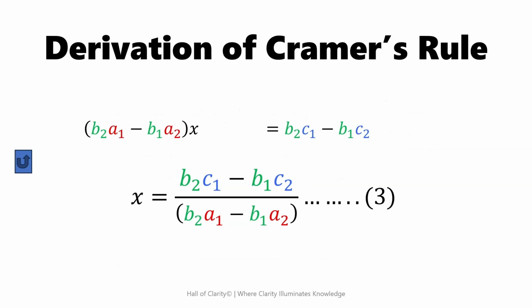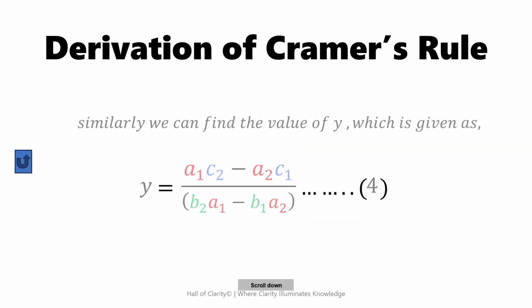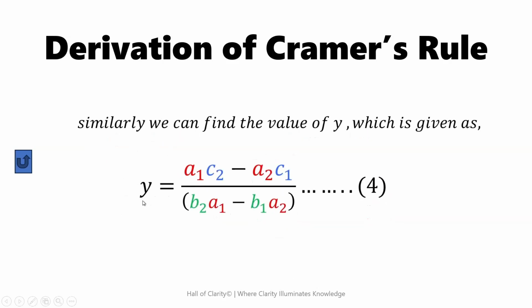Then after shifting this entire term to right side, then what we will get? It will divide this entire term. So in this way we will get the value of x, which is equal to (b2c1 minus b1c2) divided by (b2a1 minus b1a2). I will name this as equation 3. Then similarly, we can find the value of y, which is equal to (a1c2 minus a2c1) divided by (b2a1 minus b1a2). And I will name this as equation number 4. Here it is, equation number 4.